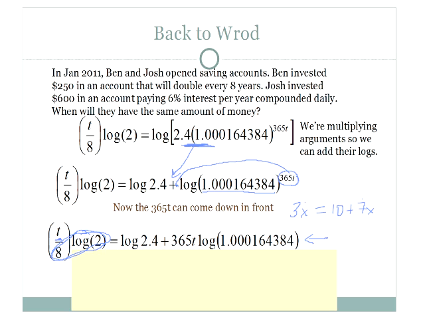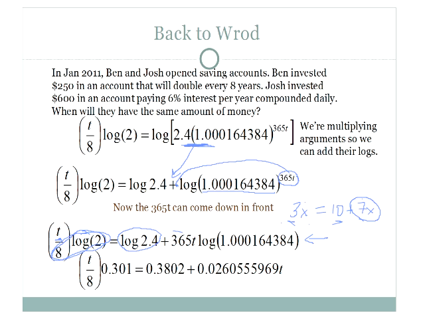I have a number times the variable, like 3x. Well, this is log to base 10 of 2 divided by 8. It's not a nice looking 3, but it's just a number. Equals another number, not 10, that'd be nice. It's log 2.4, plus another number times the variable. This number here is 365 times log of blah, blah, blah. So my calculator can handle this.